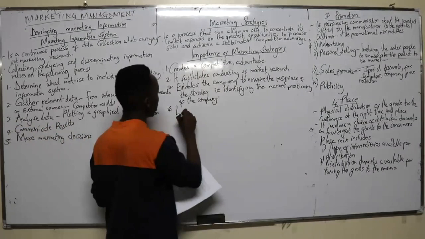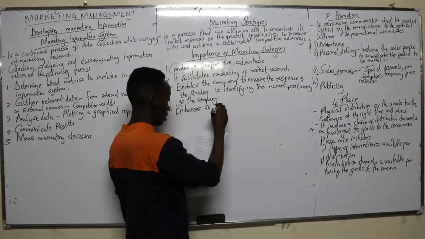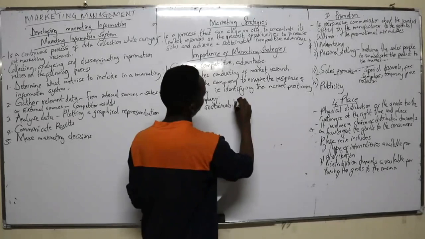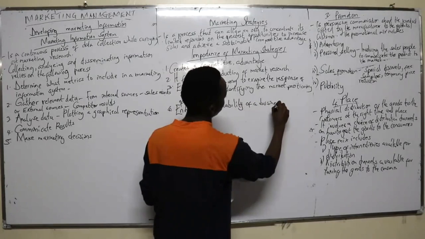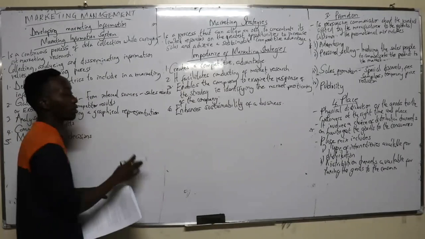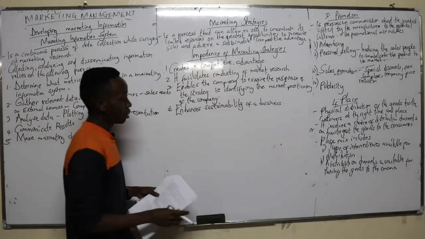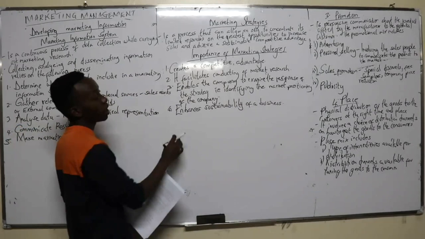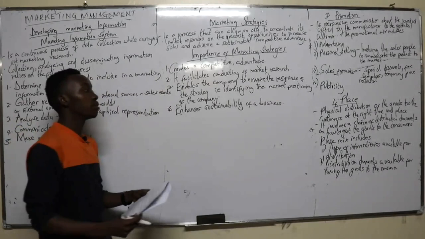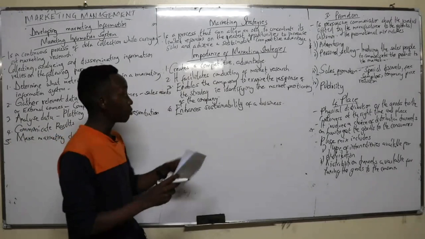And then also it enhances sustainability of a business. For instance, under the product life cycle, we have looked at the maturity stage. One of the ways that you can avoid the product going into the decline stage is adopting more aggressive selling and promotion strategies. Such a marketing strategy may enhance the sustainability of a business. You can stay in business for longer just because of adopting certain marketing strategies.